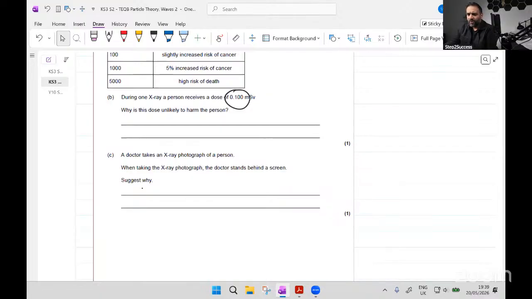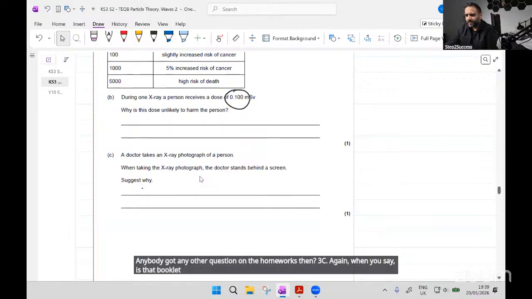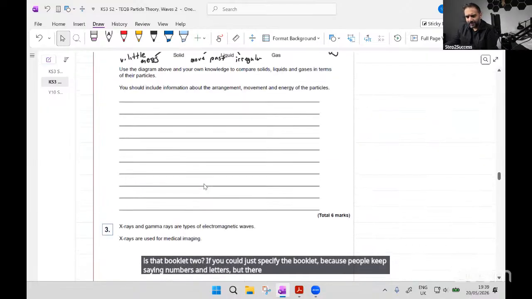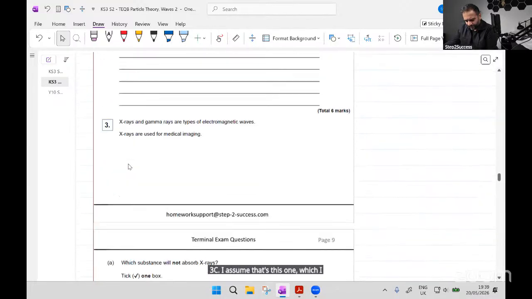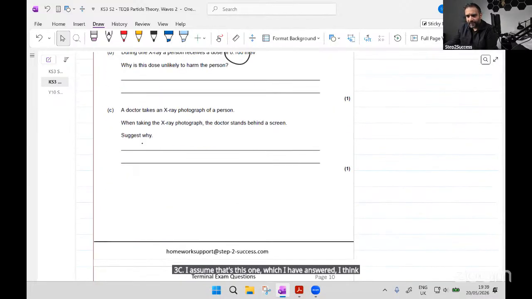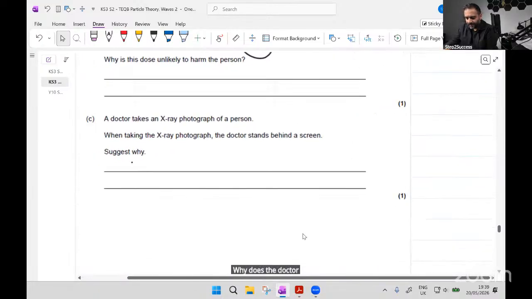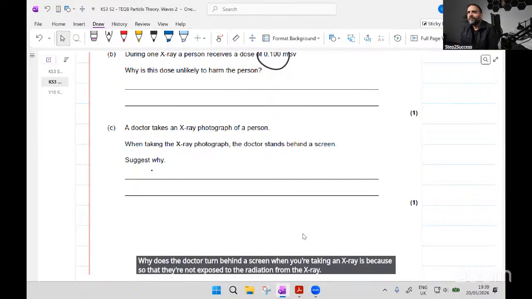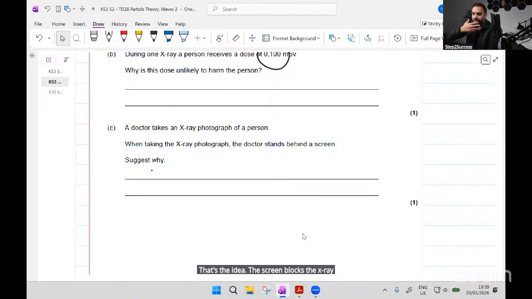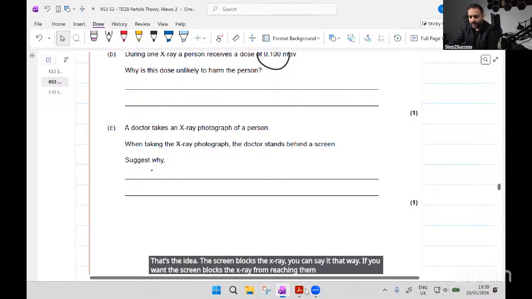Anybody got any other question on homework then? 3C, again, when you say that, is that booklet 2? If you could just specify the booklet, because people keep saying numbers and letters, but there is more than one booklet here. 3C, I assume that's this one, which I have answered, I think. Yeah. Why does the doctor stand behind a screen when you're taking an X-ray? It's so that they're not exposed to the radiation of the X-ray. That's the idea. The screen blocks the X-ray. You can say it that way if you want. The screen blocks the X-ray from reaching them.